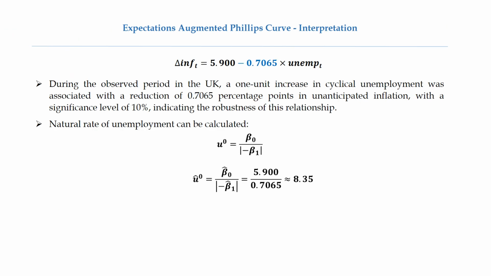The interpretation of the results is slightly altered. During the observed period in the UK, a 1-unit increase in cyclical unemployment was associated with a reduction of 0.7065 percentage points in unanticipated inflation, with a significance level of 10%. In addition, we can calculate the natural rate of unemployment, which in our example is slightly over 8% per year.